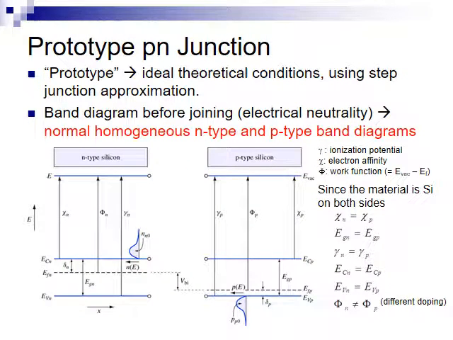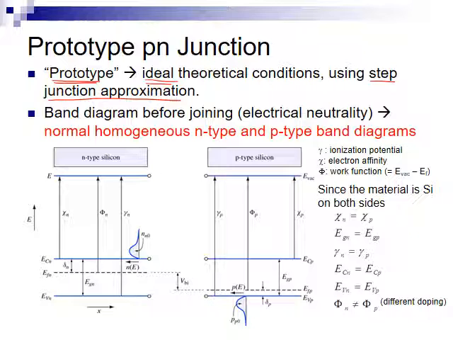We start our discussion on the PN junction band diagram with understanding the essential things in the band diagram. Please bear in mind that all PN junctions that we are going to discuss in this chapter are prototype PN junctions, of which the assumption is that the device is made with ideal conditions that obey all theoretical conditions, and on top of that, it is simplified with step junction approximations.